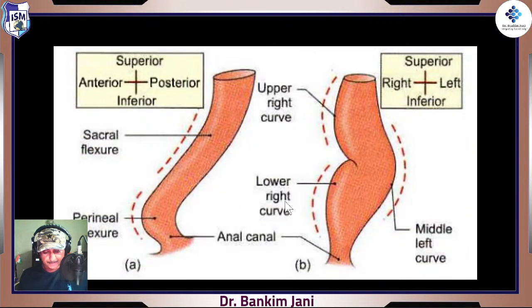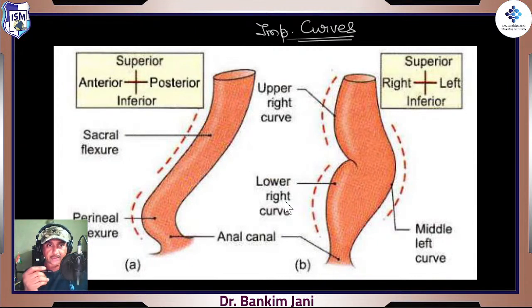Here it is. Now see, these are some important curves which we need to understand in case of the rectum. The first ones, where we are watching it, are the two anteroposterior curves. Because they are anteroposterior curves, it means that we are watching it from the side. That means this side is anterior and this one is posterior.